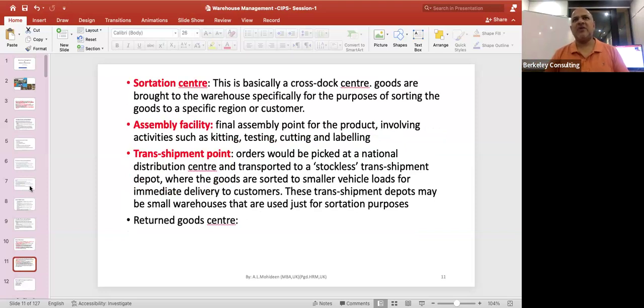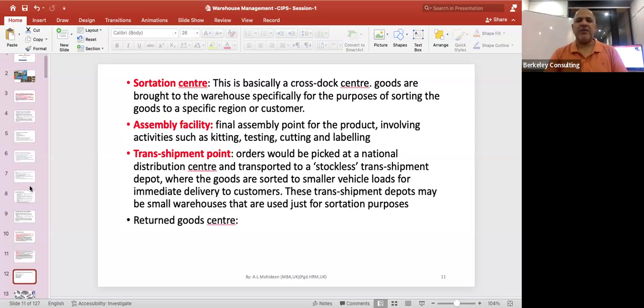Sortation center. A warehouse can act as a sortation center. You are going to sort it. Sorting will be there, so it's like a cross-dock, but you are going to have the sorting. Things are going to be sorted, and then according to the type, they will be sent out. Assembly facility, then you are going to assemble them. So kitting, testing, cutting, labeling. These kinds of actions are going to be there. And transshipment points. So the ships are going to come here, and then you are going to reship. These kinds of things are also there.